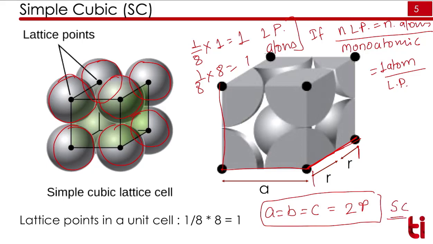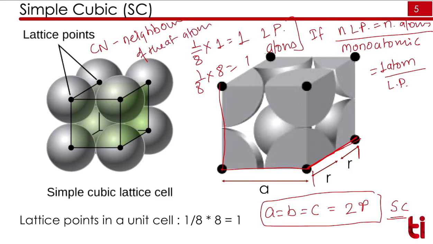There is another term that we call the coordination number. It means how many atoms a particular atom of interest is touching, or in simple terms we can say the neighbors of that particular atom. If we take an example of an atom at the corner, for example this one, we will find out the neighbors of this atom.